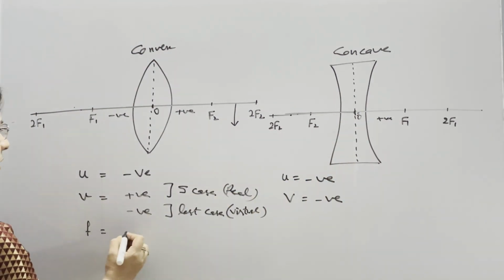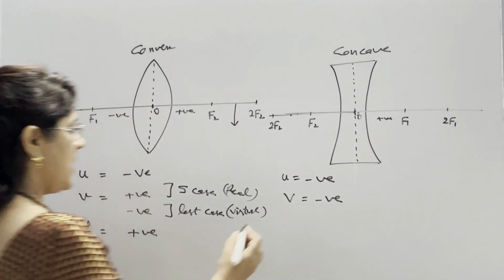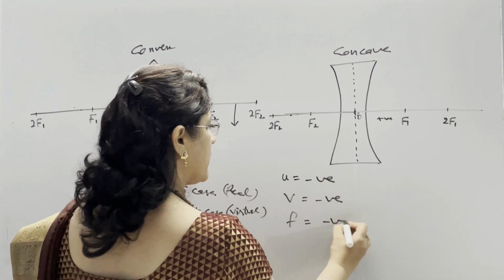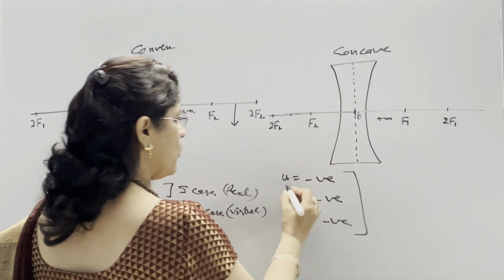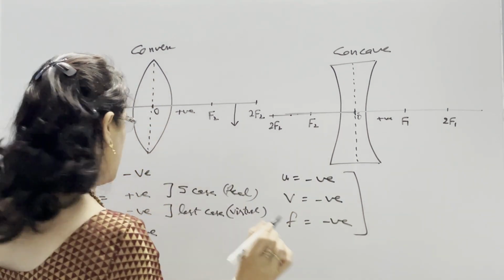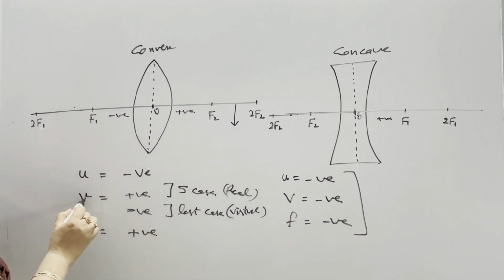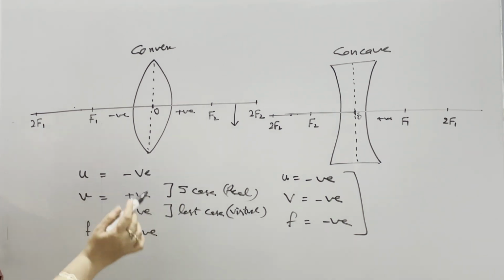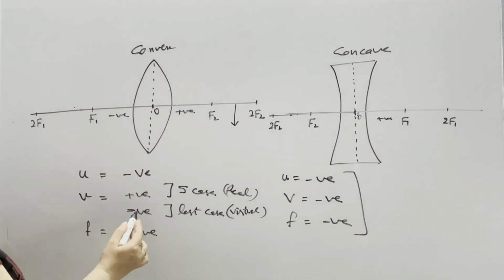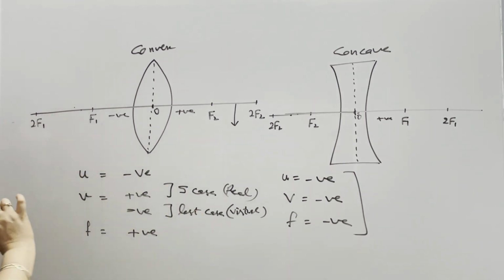Now coming to focal length, it is always positive for a convex lens because it is a converging lens, and here focal length is negative. So it is very easy to learn that in case of a concave lens, u, v and f all are negative. The confusion is only in this case when we are talking about the distance of the image in case of a convex lens, which is positive in first 5 cases where the image is real and inverted, and it is negative in only the last case where the image is virtual, erect and magnified in case of a convex lens.